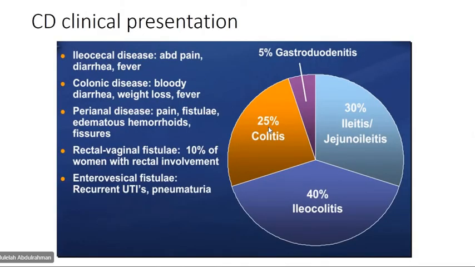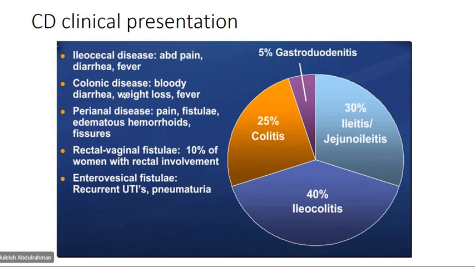Now again, this is just to show you how the presentation differs depending on the location and behavior. But for the sake of exams, remember that the most common presentation is ileocolitis in Crohn's disease, followed by isolated ileitis, 30%, followed by colitis, and then a very small percentage of patients will have isolated upper GI Crohn's disease. So it depends on the presentation. If they have an intravesical fistula, they might come with recurrent UTI or hematuria, for example. If they have a rectovaginal fistula, 10% of women with rectal involvement will unfortunately have one.